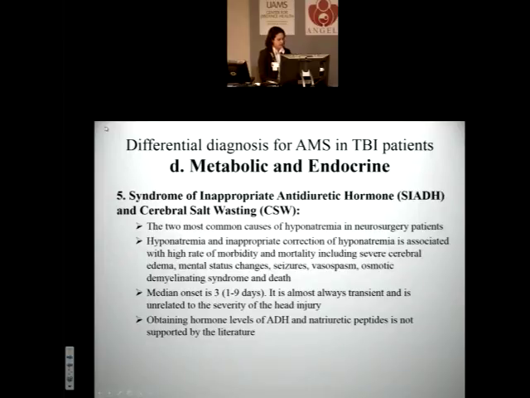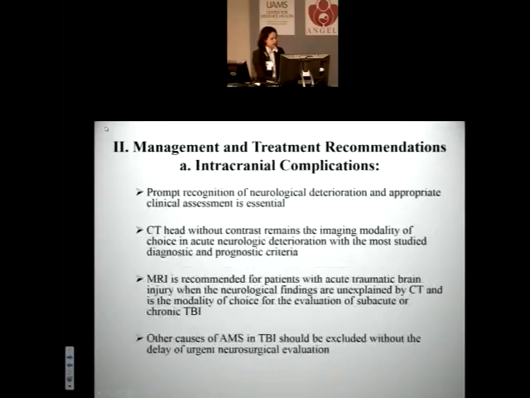Obtaining hormone levels of the ADH and natriuretic peptides has not been supported by the literature, neither for diagnosis nor for prognosis. I'll move on to the management and treatment recommendations based on topic. Intracranial complications first. First thing we want to do is prompt recognition of the neurological deterioration. An appropriate clinical assessment is essential, starting with the GCS and moving on.